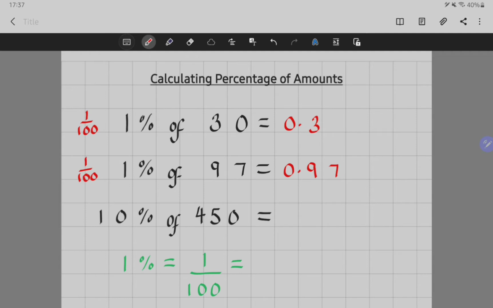What about this last one then? 10% of 450. Well, 10% is 10/100ths, or we could simplify that, is the same as 1/10 in its simplest form. So 1/10 of 450, I'm just going to divide by 10. 450 divided by 10 is 4.5. Okay, so if we think about our percentages as fractions, it becomes much easier to calculate.